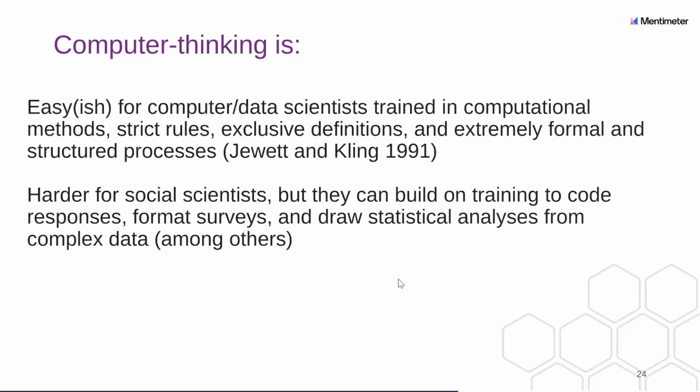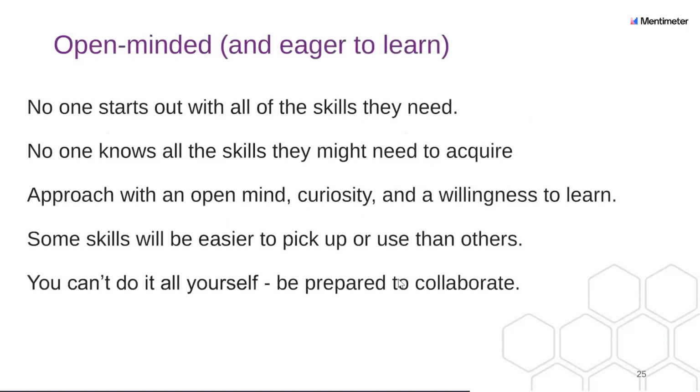Computer thinking is typically harder for social scientists because they've almost been taught not to think like a computer, but they can build on their skills and training. So if you're used to categorizing and coding survey responses, that's kind of computational thinking. If you're used to formatting surveys or drawing statistical analysis from complex data, recognizing patterns, these are also the kinds of skills you can leverage to get better at computational thinking. But they both need to be open-minded and eager to learn.